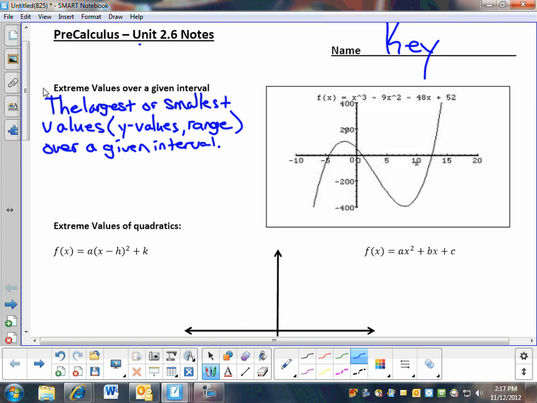So if you look to the right, you can see that I have a function. It says f of x is x to the third minus 9x squared minus 48x plus 52. As you glance at this function, this is interesting because there are some maximums and minimums. For example, this one right here, we would call a local maximum. And that's because if you go anywhere to the left or anywhere to the right, the y value is going to be less than that value right there.